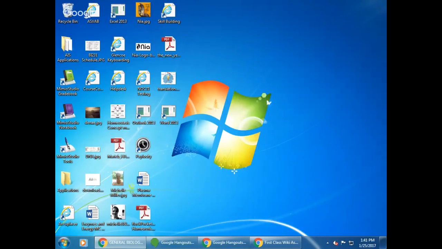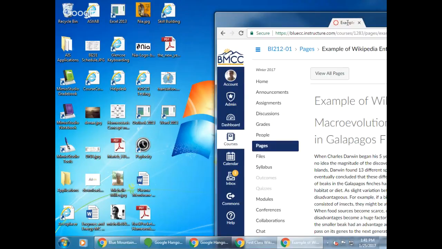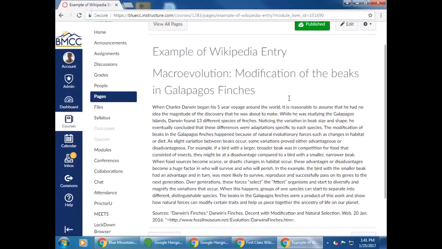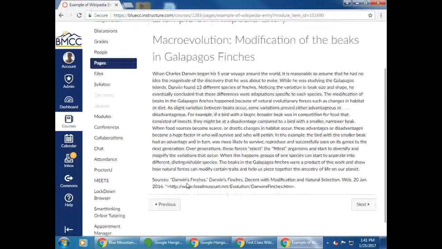Okay. Example of wiki entry. I forgot to mention this. So this is the example of somebody who wrote this up. Okay. So they had their sources and they just wrote it up. So it's kind of like just a summary of the information.